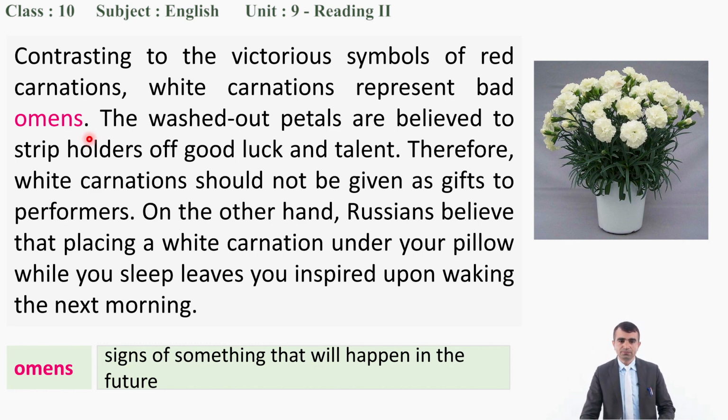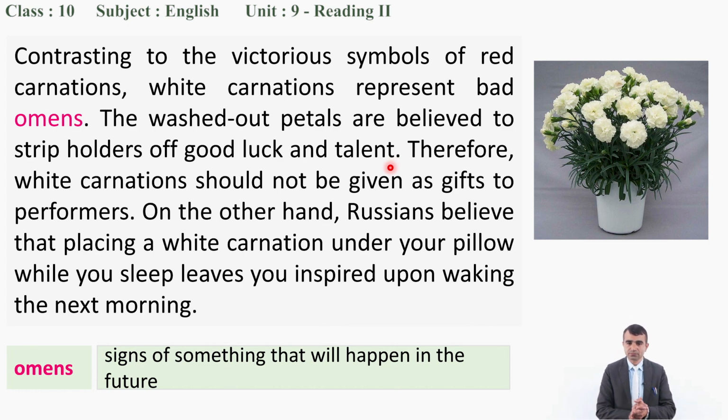Do you think that red carnation and white carnation have the same value in Russia? No. Why? How are they different? What perception do Russians have of white carnation? These washed out, worn out white petals are believed to strip holders of good luck and talents. So they don't use it.